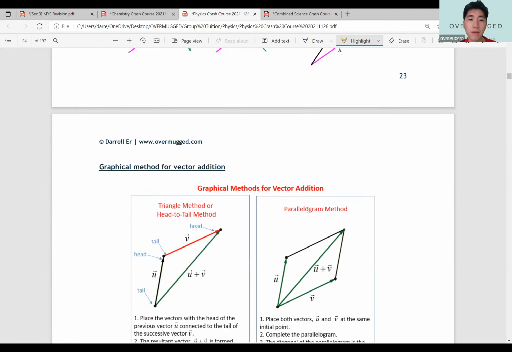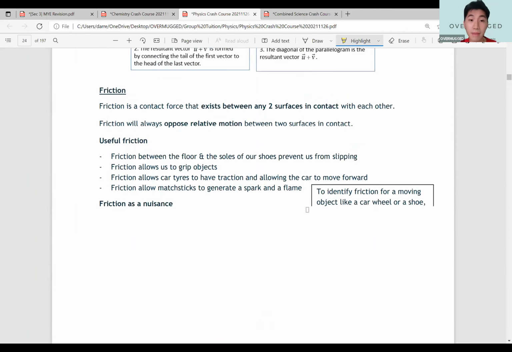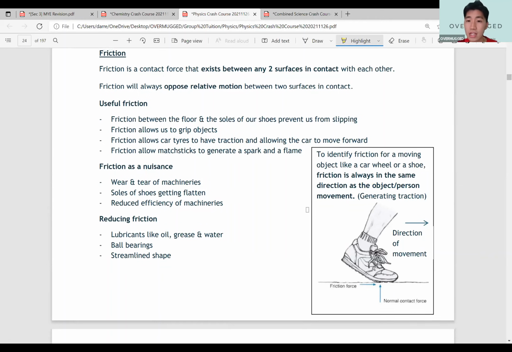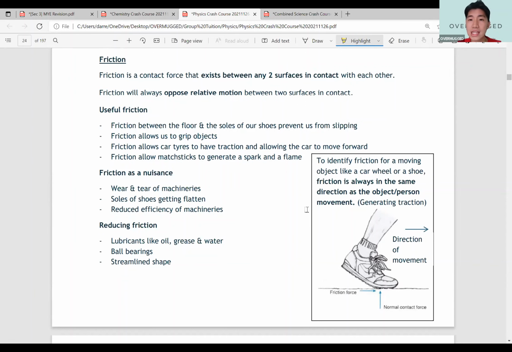Free body diagram, vector diagram. Vectors you'll learn in math, so we'll address it then. And lastly, you just need to know about friction. Friction: there's useful friction, nuisance friction, and reducing friction. I think you can find this in your school notes, so I won't go through this too much. The last thing that I need you to know is that if I'm walking to the right, my feet are dragging backwards, and the friction between the shoe and the floor would be in the same direction as my movement.